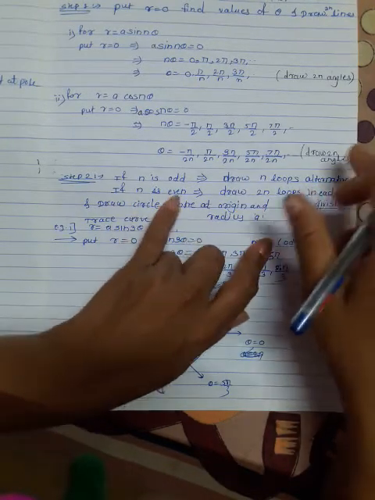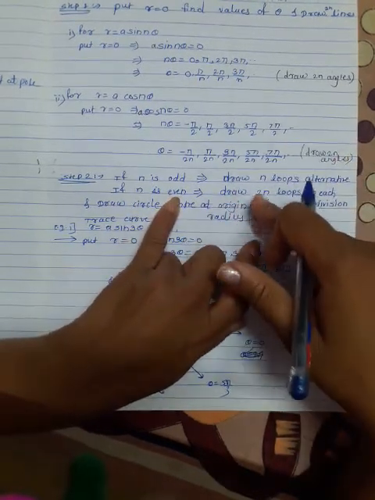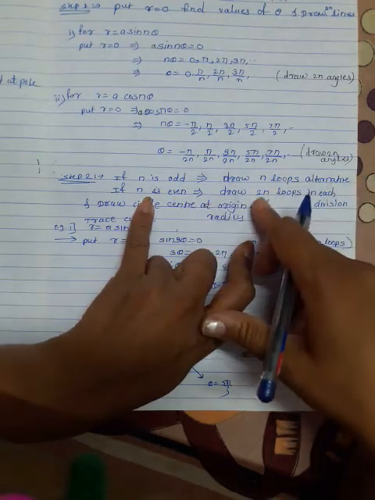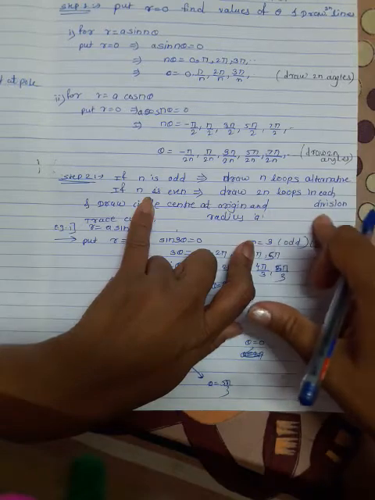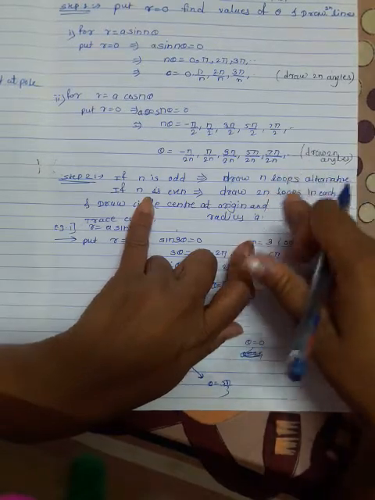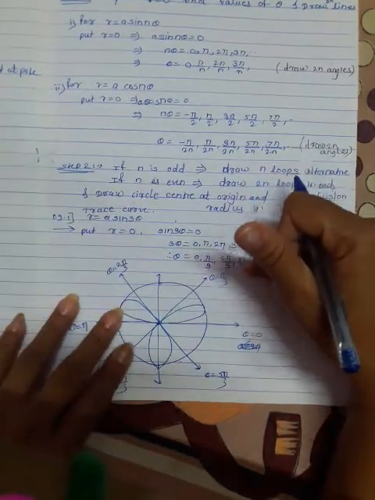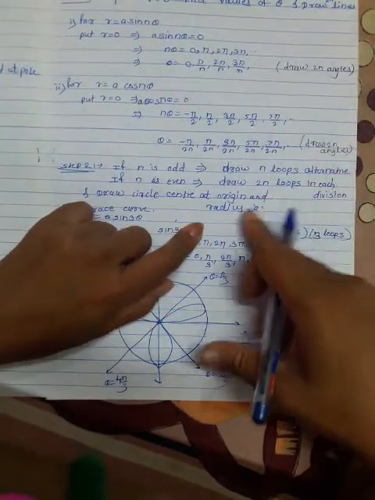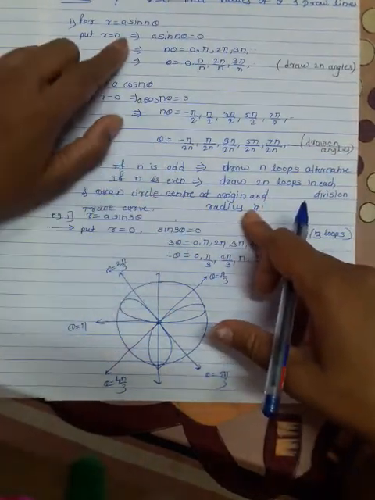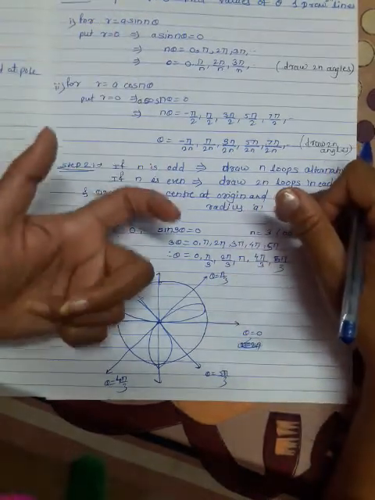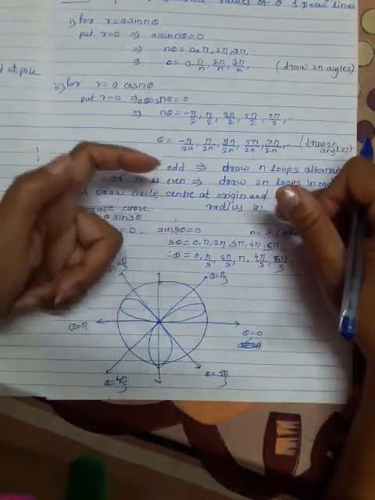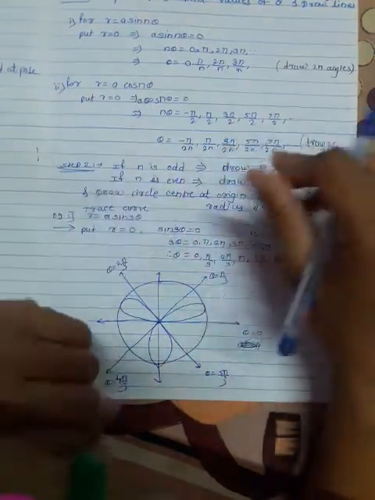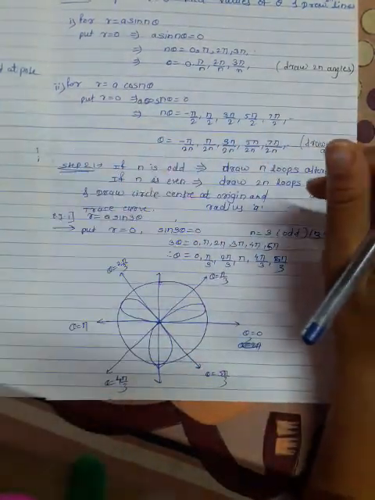Okay, if n is even, then we have to draw 2n loops. If n is 2, 4, 6 and so on, then we have to draw 2n loops in each division. What is the meaning of this? We are going to see in the particular examples. Okay, and draw the circle at the origin with particular radius a. A is any number, that's why take any 2 centimeter or 3 centimeter circle, so that your diagram becomes a half page diagram.